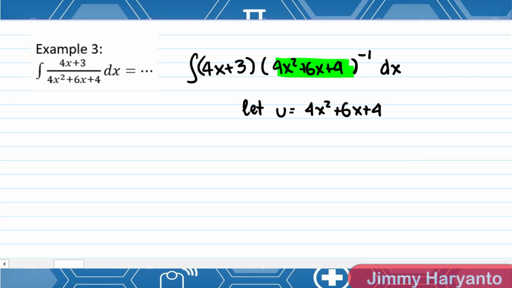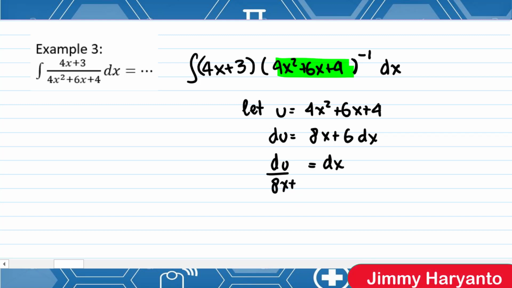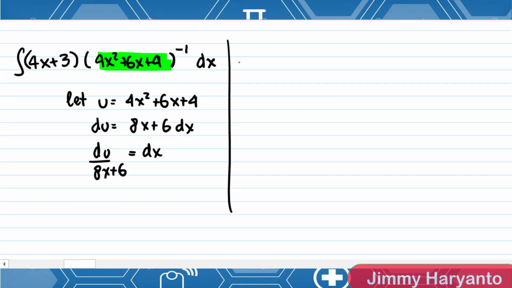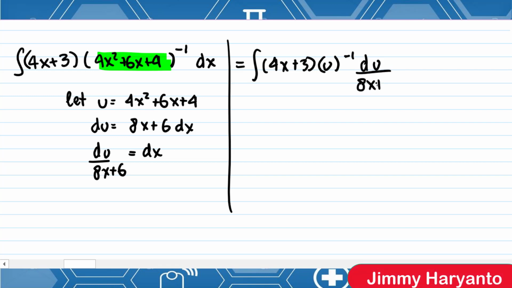The second step will be du equals 8x plus 6 dx, and then the third step will be dx equals du over 8x plus 6. After that, I can change these equations into u, so it will be 4x plus 3 times u to the power of negative 1, and dx into du over 8x plus 6. 8x plus 6 is 2 times 4x plus 3, so this equals the integration of half u to the power of negative 1 du.